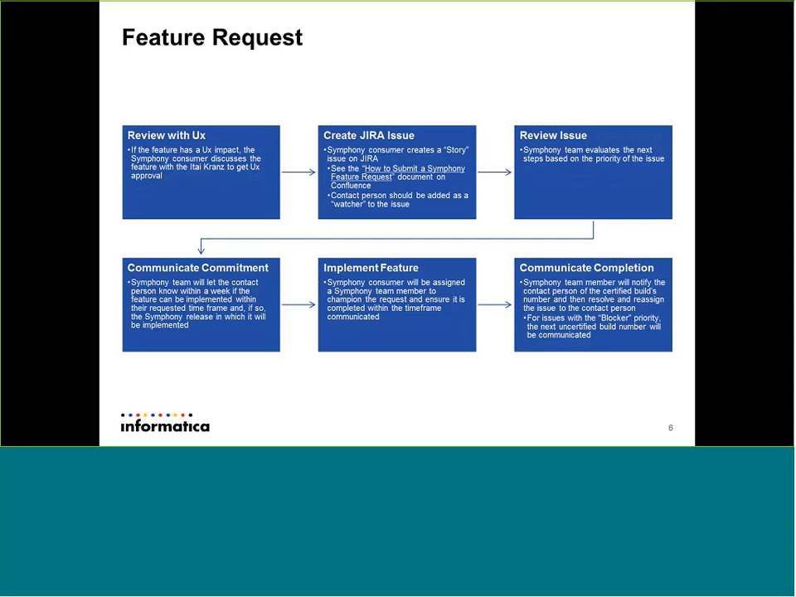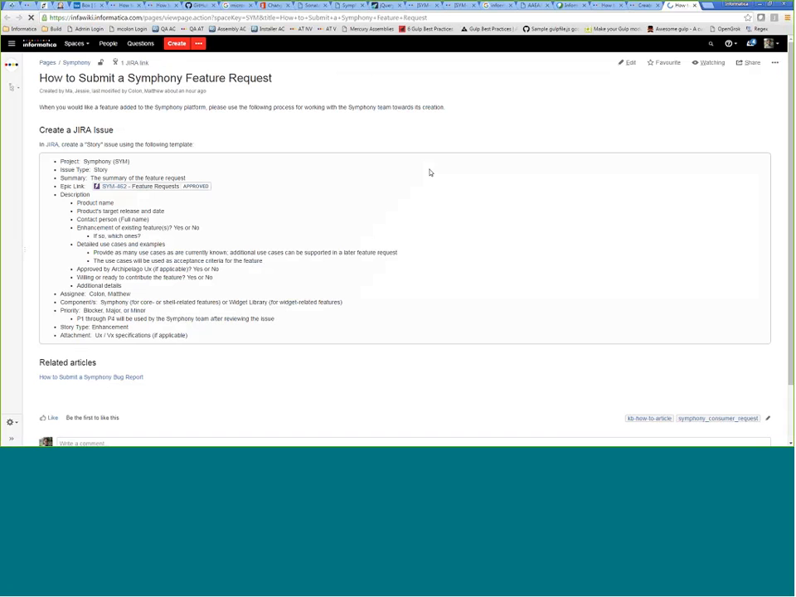And as that goes back and forth, there might be a few iterations of this. We'll get to a point where UX has approved it and we're ready to move forward with the feature itself. So similarly to the bug request, there's a document for how to submit a Symphony feature request, the same type of approach. There's a template for JIRA that you can use.